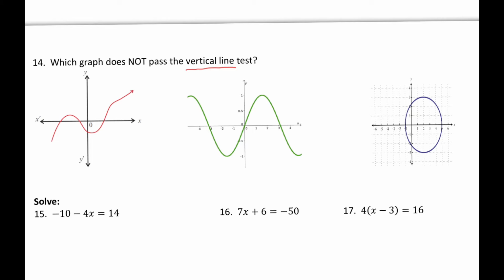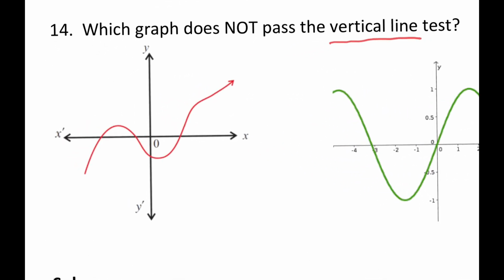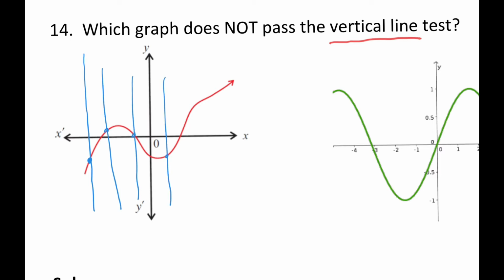I'm going to zoom into the first one on the left side, so this one here. Notice that if I draw a vertical line, it only touches once. Every time I draw a vertical line, it touches the graph only one time. So that means this is a function, but we are looking for the one that is not a function, that doesn't pass the vertical line test.